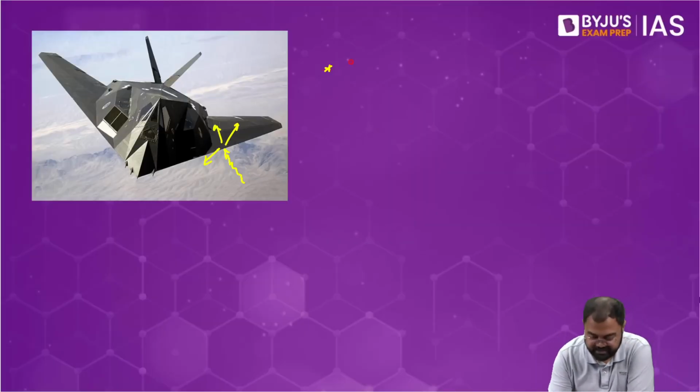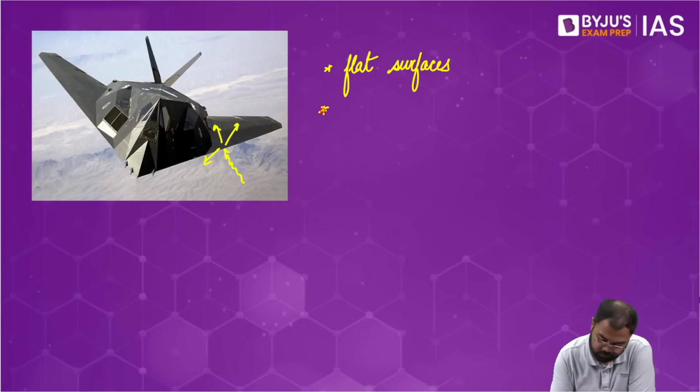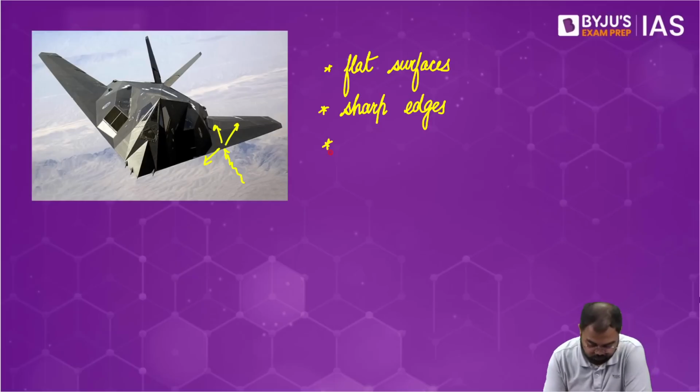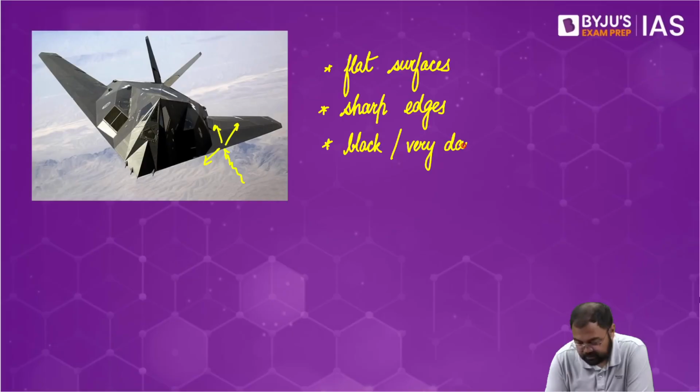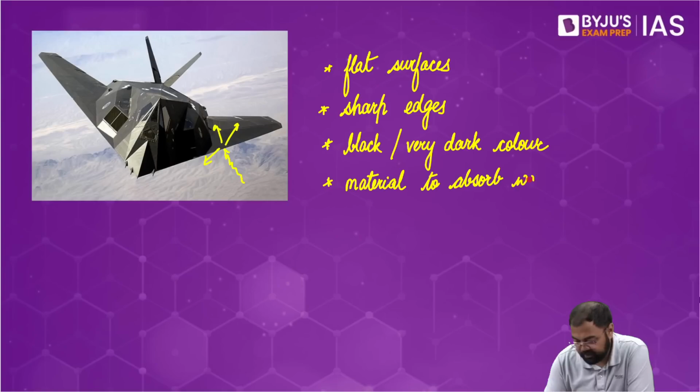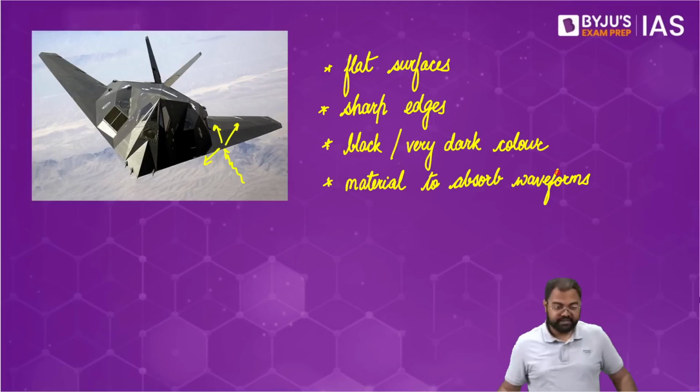First and foremost, we'll see that they would have flat surfaces, sharp edges, black or very dark color, and material to absorb waveforms. All right. So this is what we'll see with these kind of stealth aircraft.